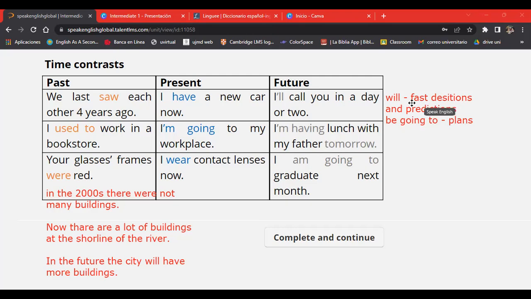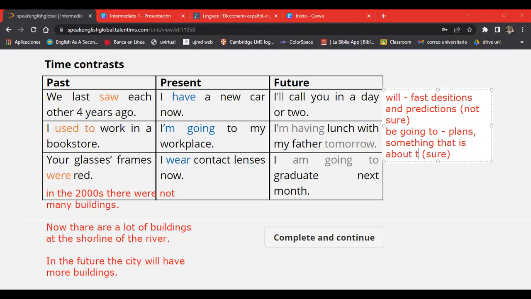If it's something that you are not sure about, that you think, that you believe there is a probability, remember to use will. Why? Because it is made for fast decisions and predictions. But if it's something that you are sure is going to happen, or something that is about to happen, algo que está por suceder, we use be going to.